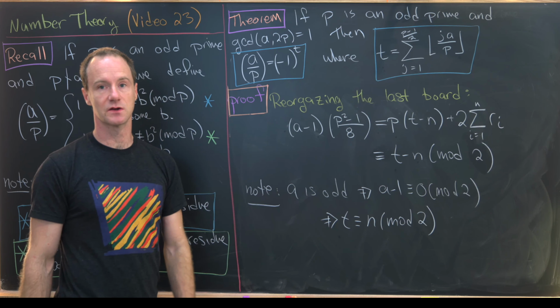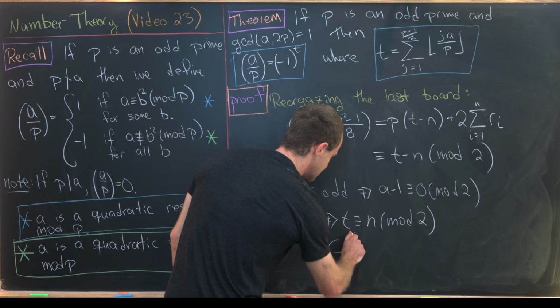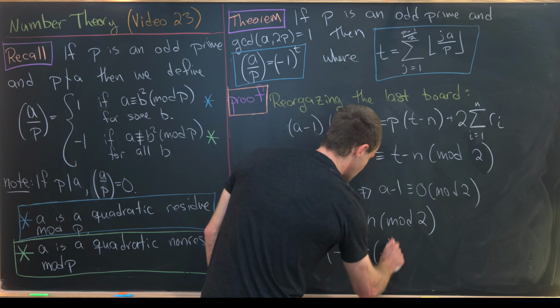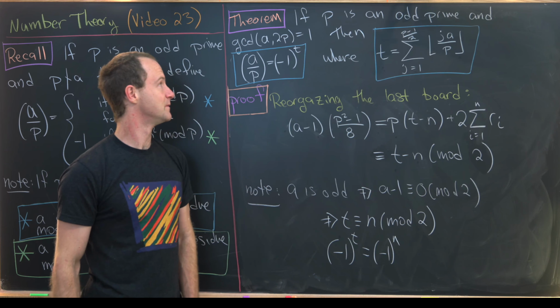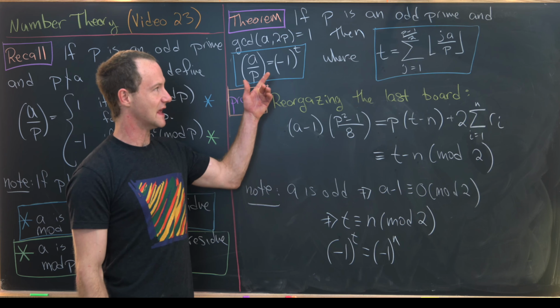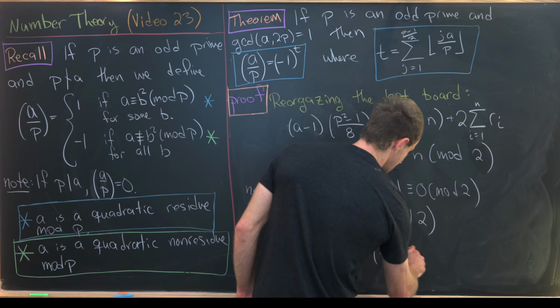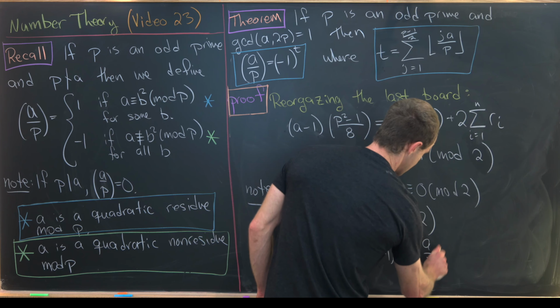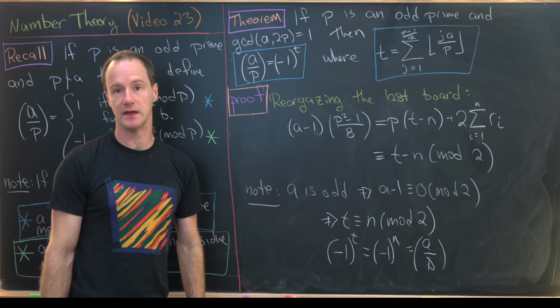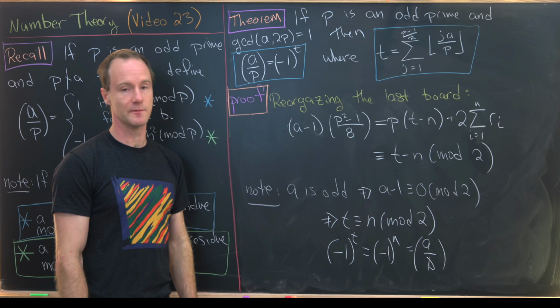But if t is congruent to n mod 2, then that means (-1)^t is the same thing as (-1)^n. But let's recall that the n was exactly the n as defined in Gauss's lemma. So that means (-1)^n is equal to our Legendre symbol (a/p). And so that finishes the proof of this theorem.